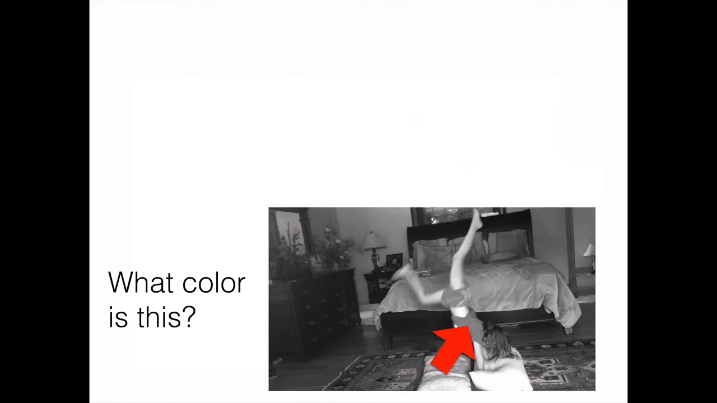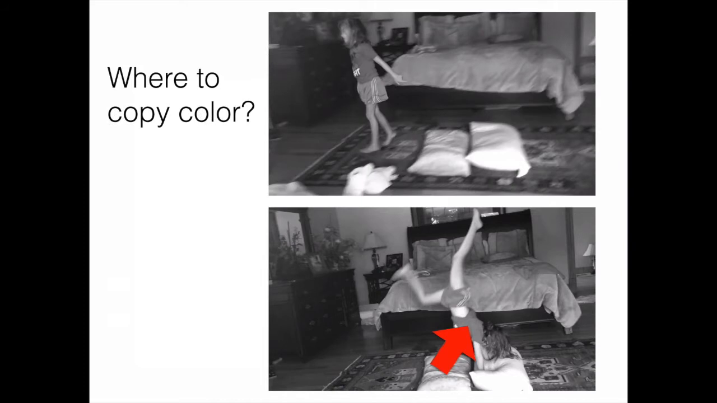So the standard approach in colorization for images basically asks the question, what color is this pixel? For every single pixel in the image, you want to predict what is the corresponding color that goes along with it. Instead, we're going to ask the question, not what color is this, but where should you copy the color from? The idea is that if you want to predict the color of this person's shirt in the last frame, we'd have to figure out where we should grab it from in the other frame. If we had to copy and paste the color of this person's shirt, where should we put our color picker to grab the color from?